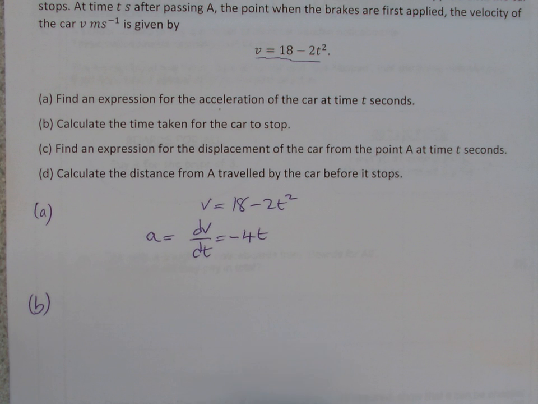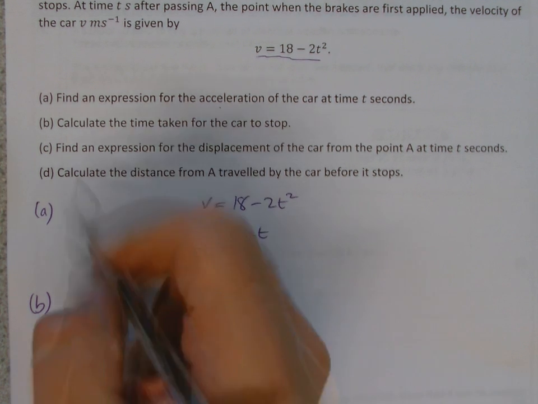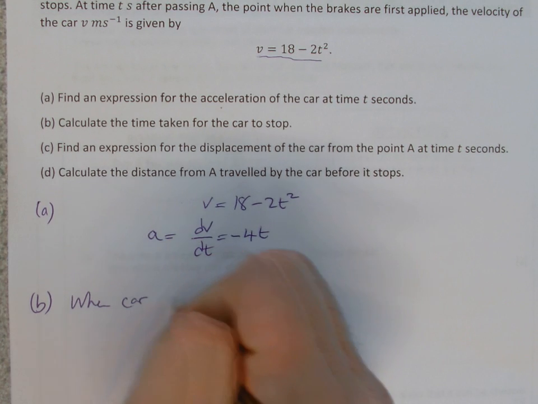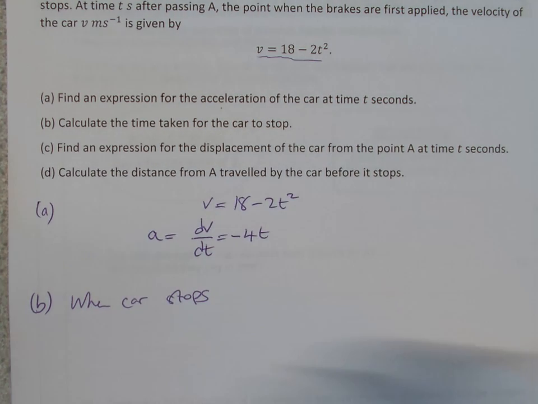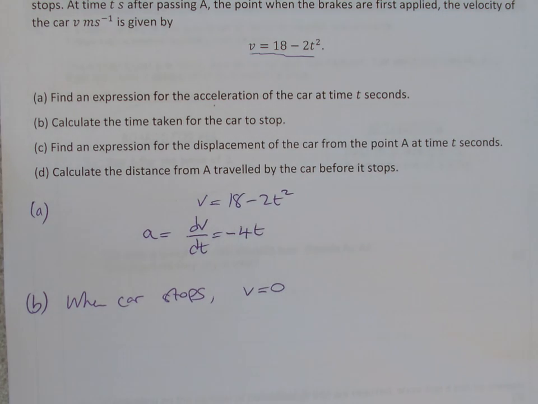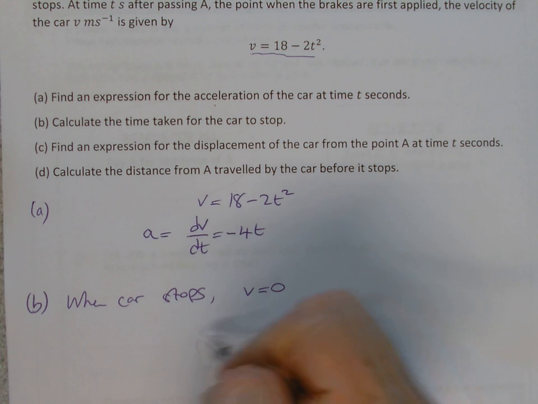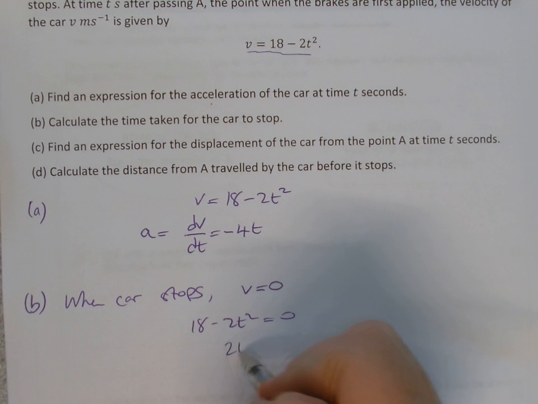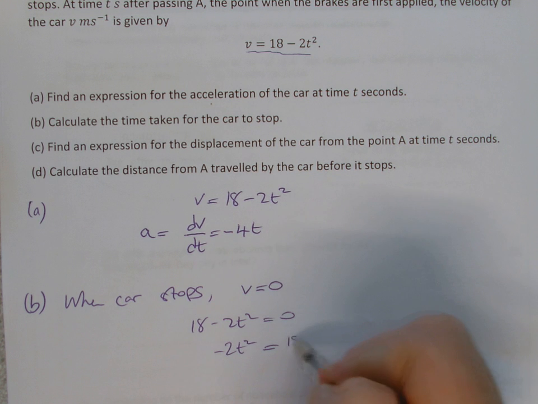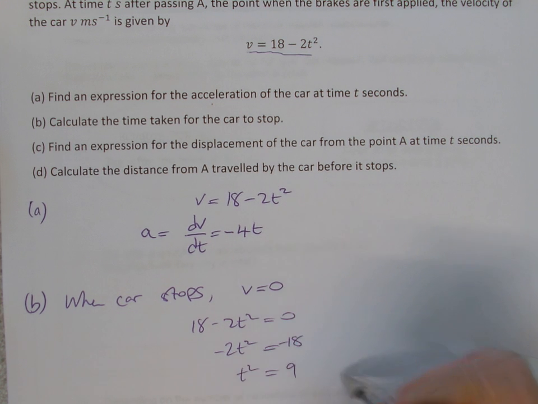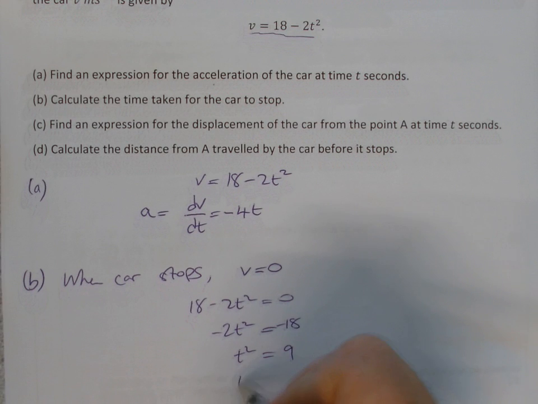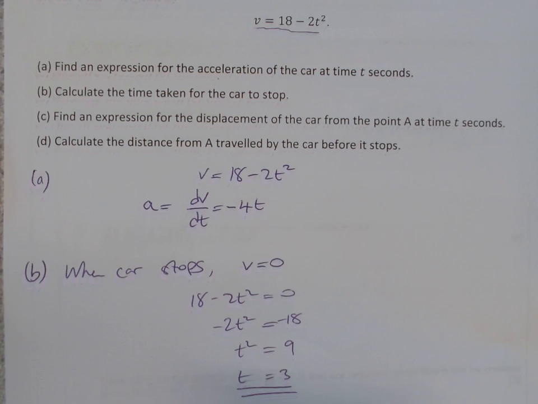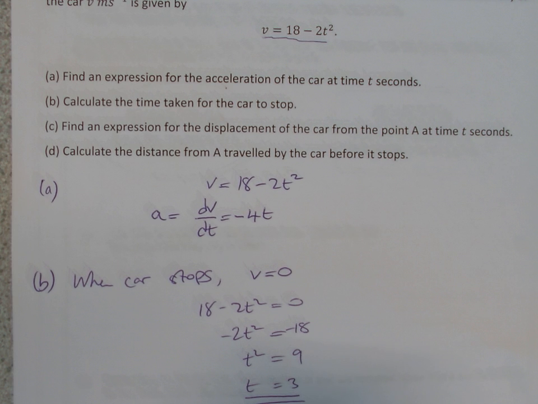If we think about it, when the car actually stops, we can consider that situation. We know that when the car stops, the velocity will come to 0. That will enable us to work out what value of time we have when velocity is 0. So we'll have 18 minus 2t squared equals 0. We'll solve this. So t squared will equal 9, and that means when we square root it, we end up having t equals 3. We'll take the positive solution there. So that's when it stops.